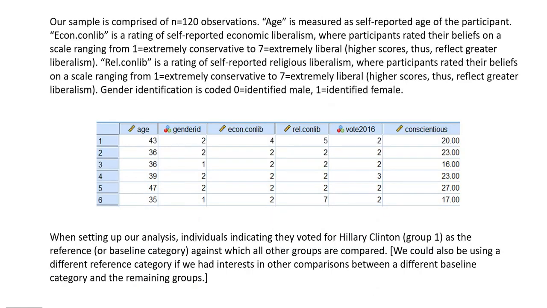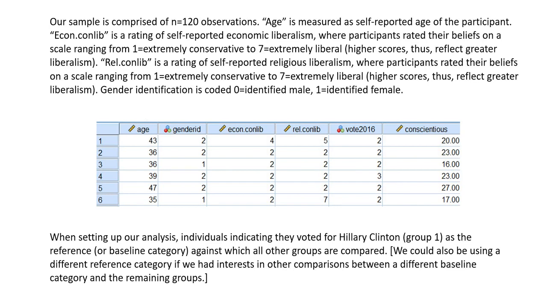So our sample is comprised of 120 observations. Age is measured as self-reported age of the participant. The economic liberalism variable has individuals rating their beliefs on a scale from 1 being extremely conservative to 7 being extremely liberal. We have a measure of religious liberalism where participants rated their beliefs on a scale from 1 being extremely conservative to 7 being extremely liberal. We also have gender identification, which is coded 0 for identified male and 1 for identified female.